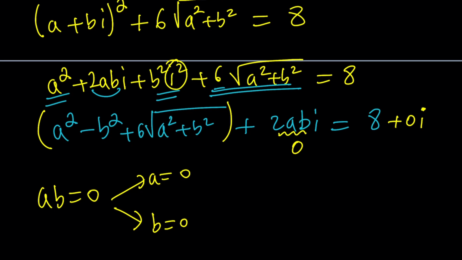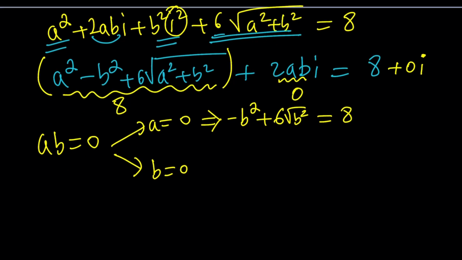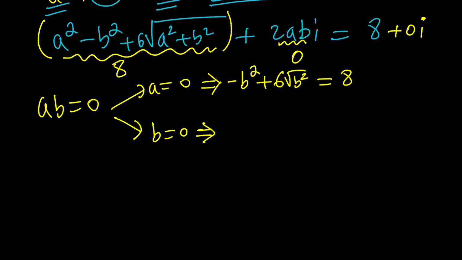Now, of course, along with this equation, we also have another one which tells us that the real part must equal 8, right? So let's set the real part equal to 8 with the knowledge that a is equal to 0. If you replace a with 0, you're going to get negative b squared plus 6 times the square root of b squared equals 8. Awesome. That's an equation. Let's just hold on to it and then figure out what happens with b equals 0, and then we're going to solve each equation. I can call this first, and I can call this second.